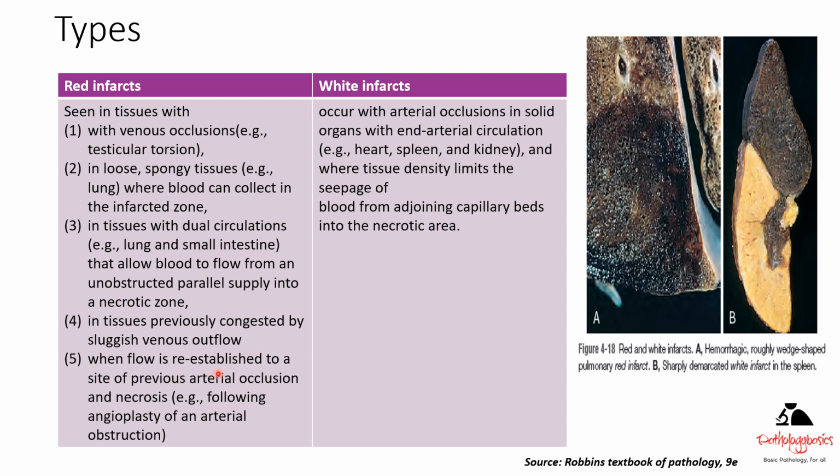Also, when flow is re-established to the site of previous arterial occlusion, this basically happens after therapy. For example, there is an obstruction of the coronary artery, and the distal area undergoes a white infarct. When you re-establish the flow, the blood starts flowing to the necrotic area and then it appears red in color. So, a red infarct can happen at the site of previous arterial occlusion after angioplasty.